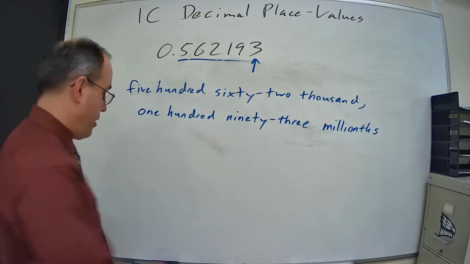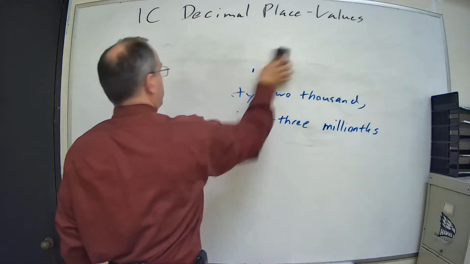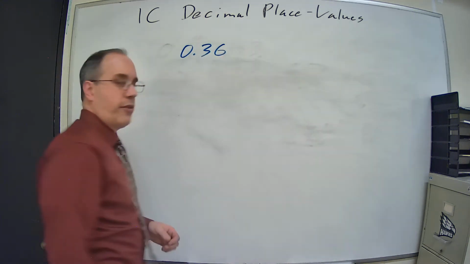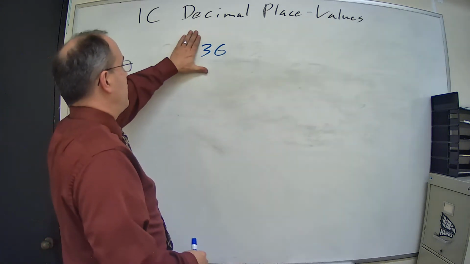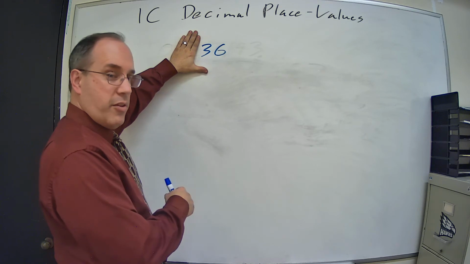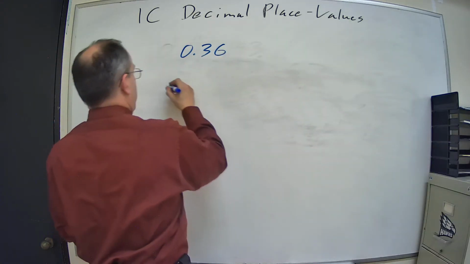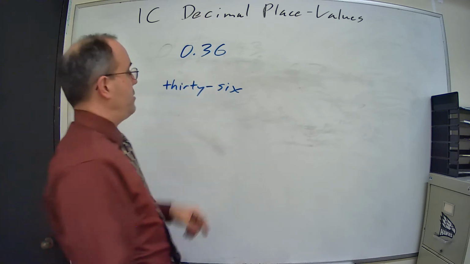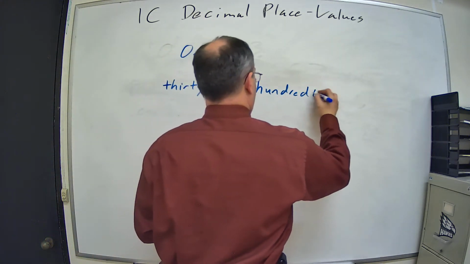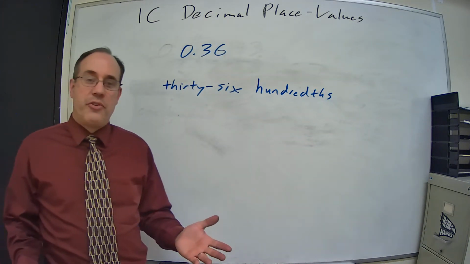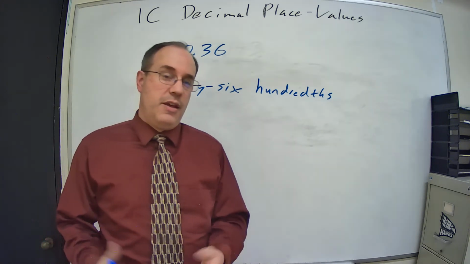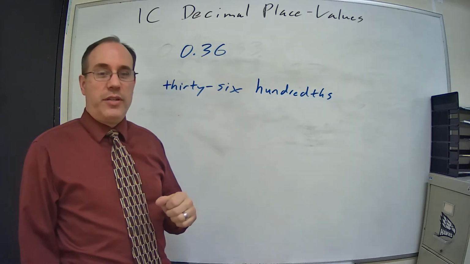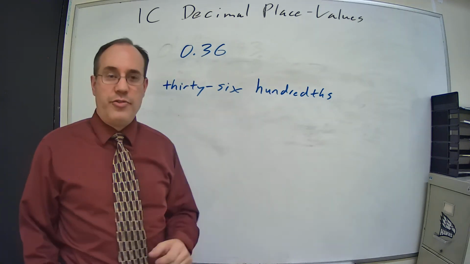That was a pretty big number to do that. Let's go to something a little bit smaller. .36. So putting it into words, ignoring the decimal point and the whole side, that's just 36. The 6 is in the tenths, hundredths place, hundredths. And that's all there is to it. So if you can read whole numbers, and you know the place values for the decimal part, then you can put a decimal number into words. 36 hundredths.